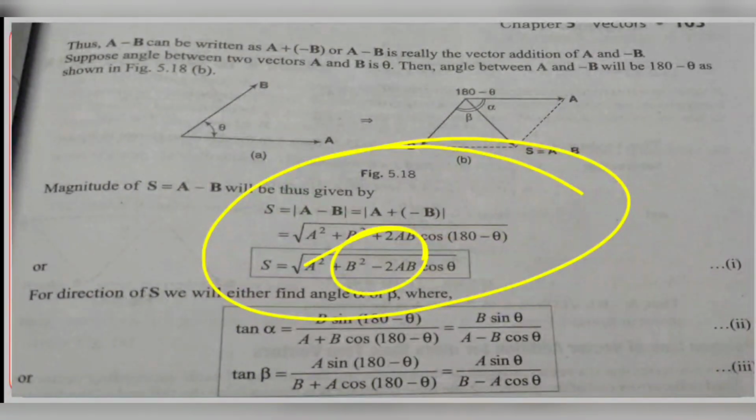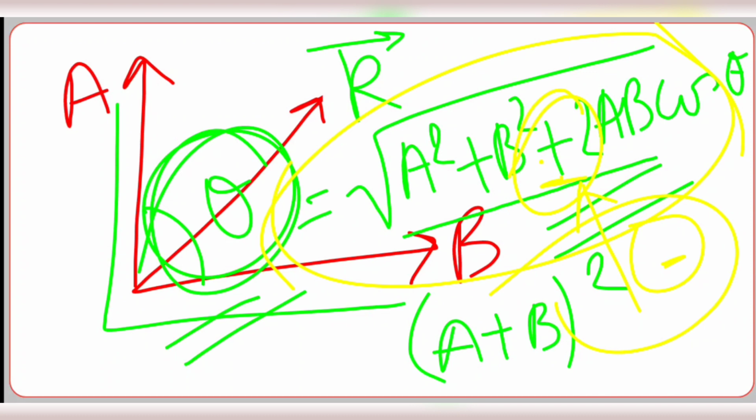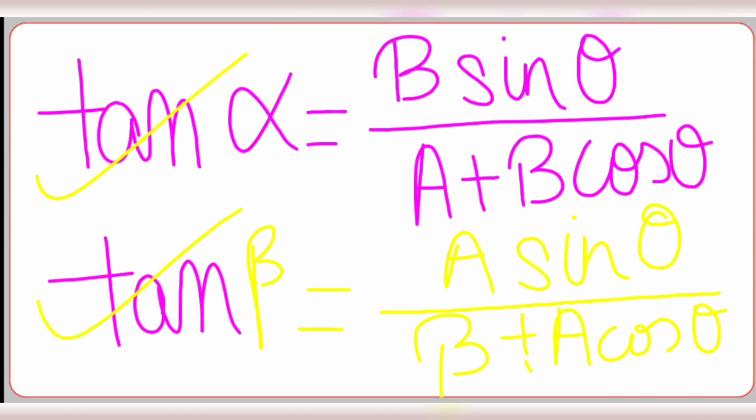And the tan alpha. So here in the formula where I've shown you the tan alpha and tan beta, we'll give the minus direction. If it's addition of vectors, then we'll give a plus direction. When it's minus, then we'll give the minus direction.